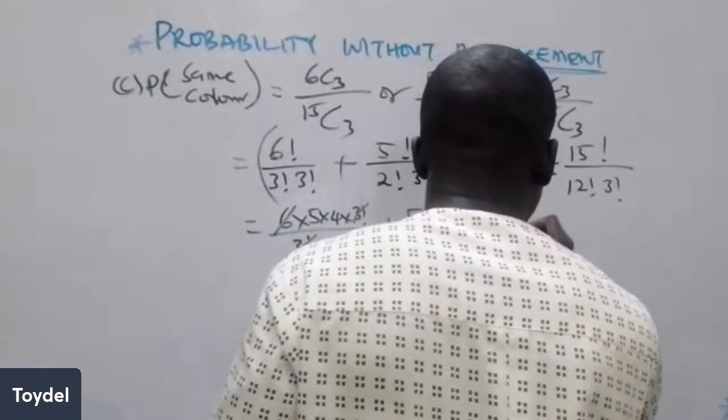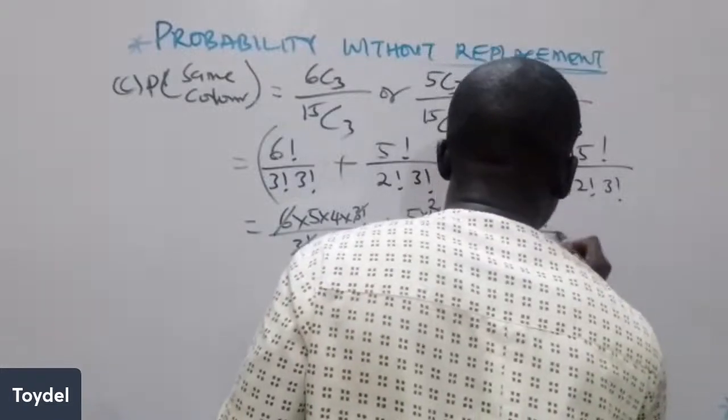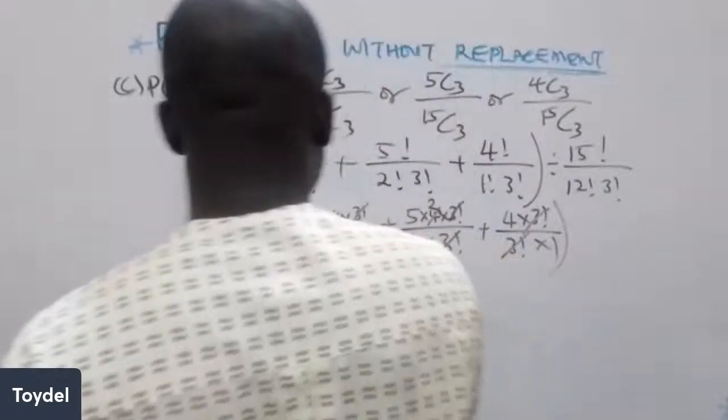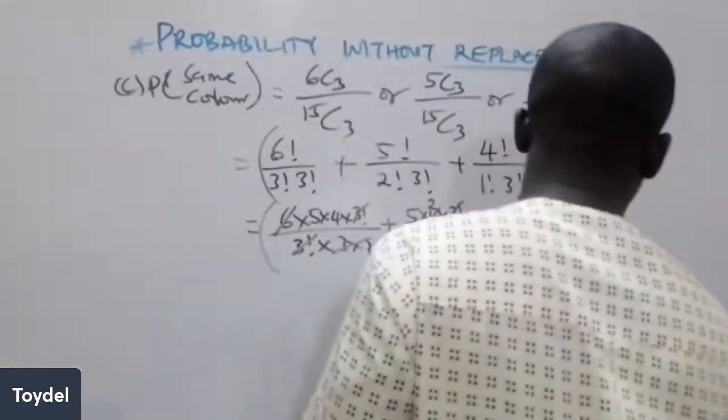Plus, I'll come to this side: 4 times 3 factorial all over 3 factorial times 1. This will cancel this. I'm going to have 4. That's what I'm going to have inside that bracket. I will change this to multiplication.